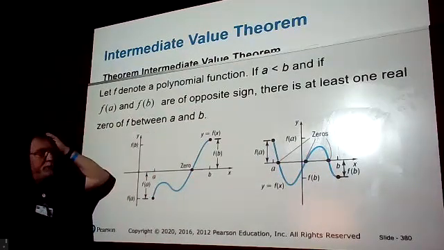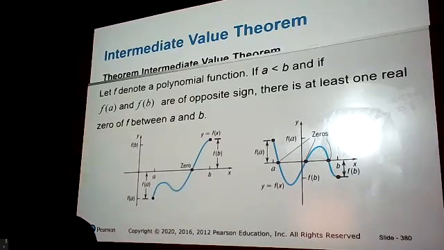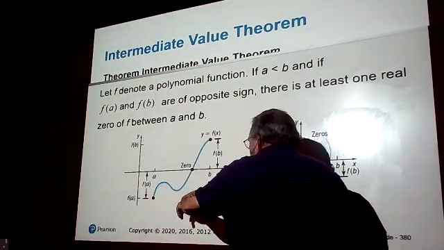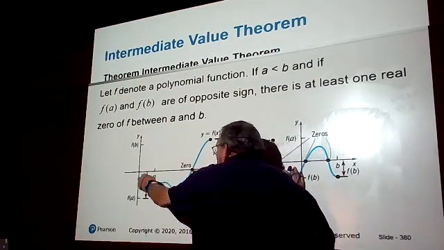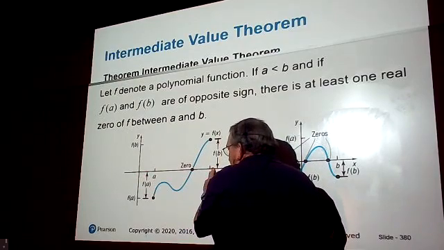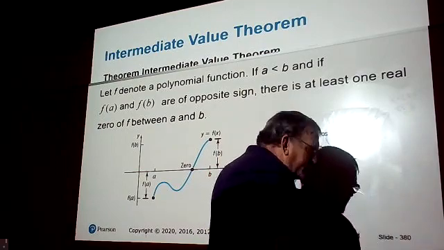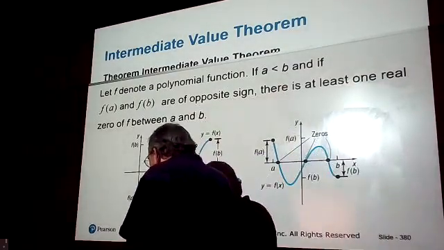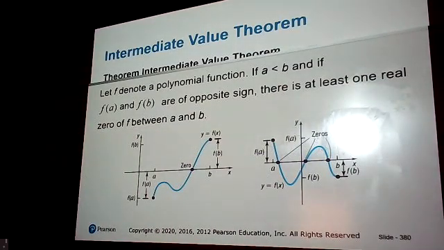And all that really needs to be true is that the function is smooth and continuous. It doesn't have to be a polynomial function, it just has to be smooth and continuous. It doesn't even have to be smooth, it has to be continuous. It will cross the x-axis somewhere between a and b. That is somewhat intuitive, but in mathematics, even if it's intuitive, we need to have a theorem that states it or proves it. So that's what the intermediate value theorem states.